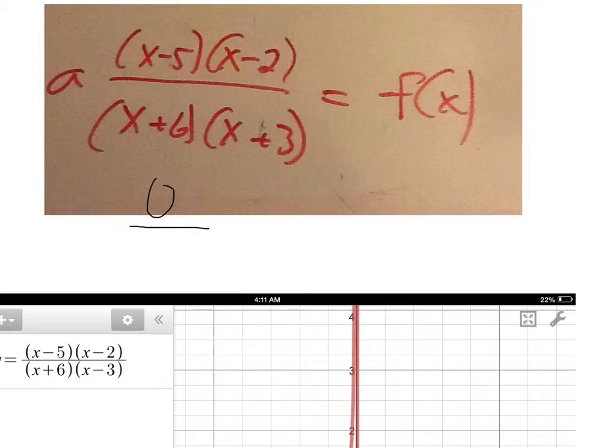Well, what is that? Let's see, 11 times 8 is 88. So that'd be 0 over 88, which is 0. And then if x equals 2, we're going to get 0 over some other number. So those are the zeros.